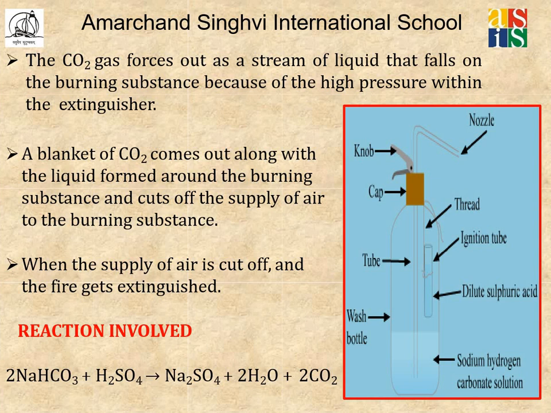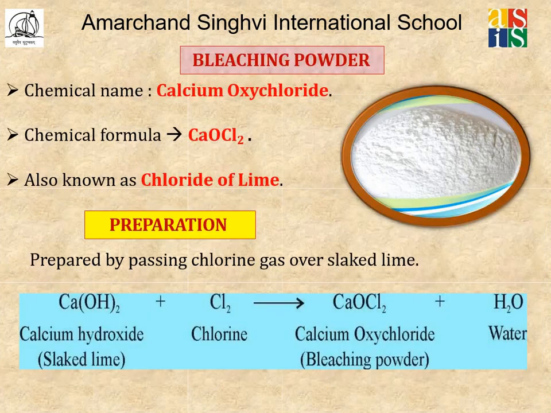The reaction involved in this fire extinguisher is the reaction between baking soda and sulfuric acid to produce sodium sulfate, water and carbon dioxide. So the liquid which is coming out is going to be a solution of sodium sulfate, and the carbon dioxide which is coming out will form a layer around the burning substance so that the supply of oxygen is cut and the fire gets extinguished.